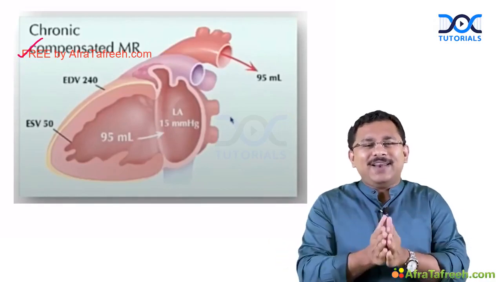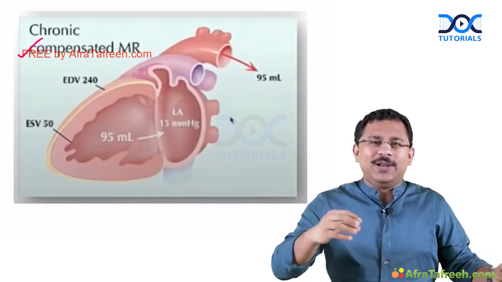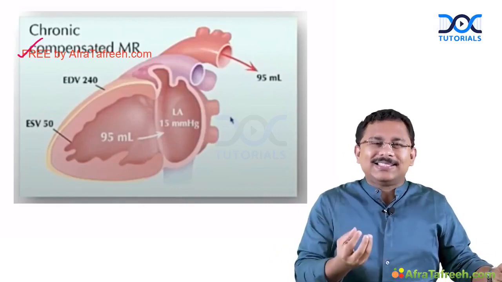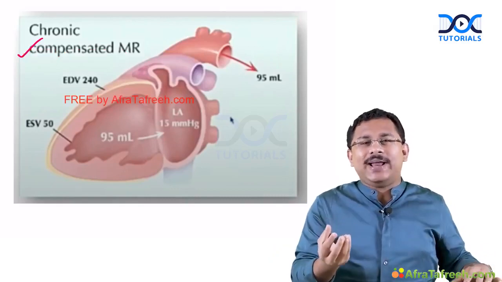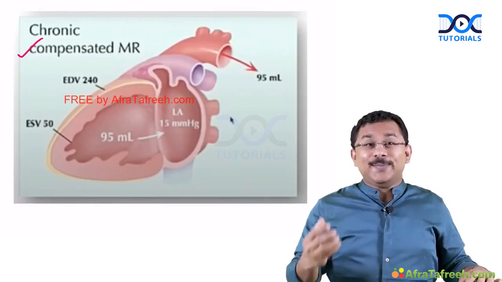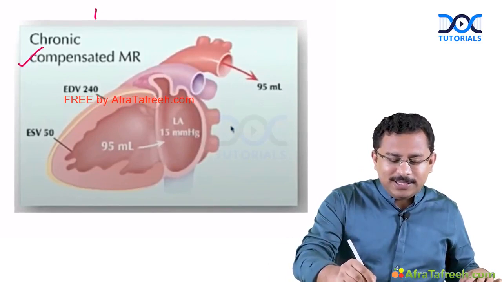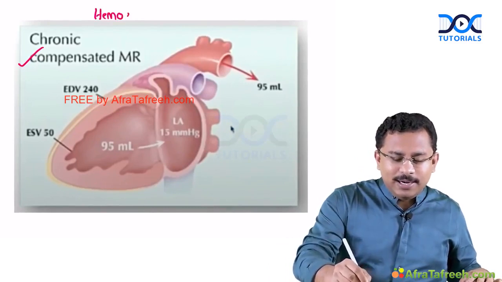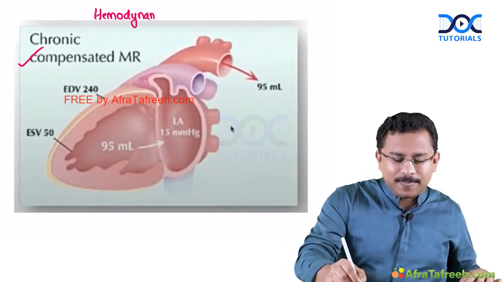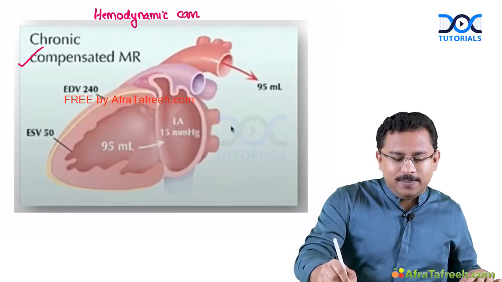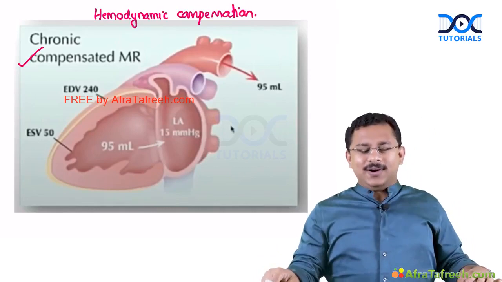So here the valve abnormalities develop very slowly, and there is a phase of hemodynamic compensation. The body is trying to compensate. So what I am going to talk to you about is a stage of hemodynamic compensation.